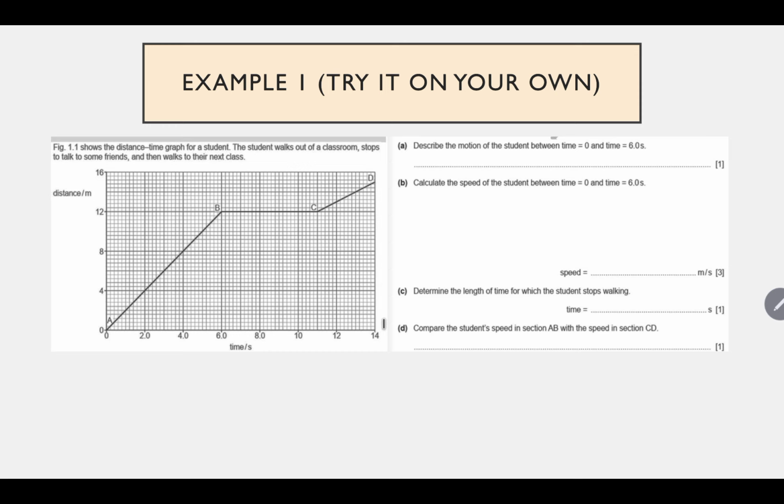Now let's read the questions. Describe the motion of the student between time 0 and time 6 seconds. This is constant speed where the student is walking out of the classroom.